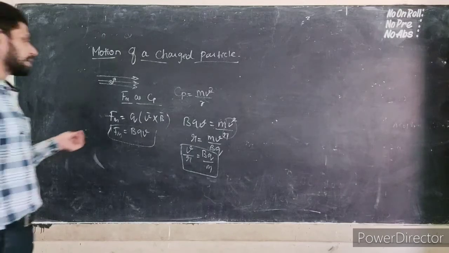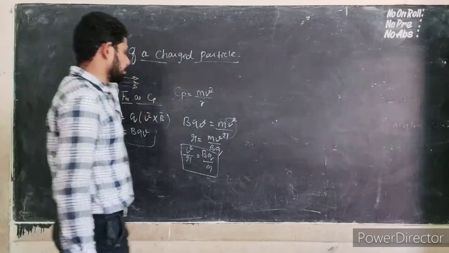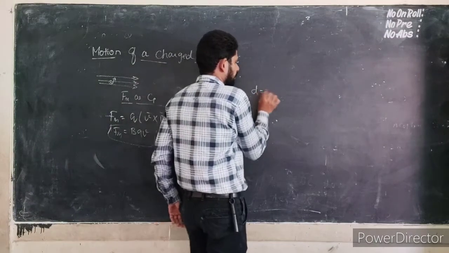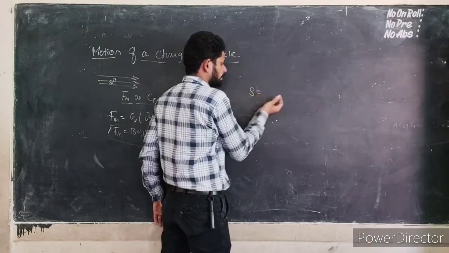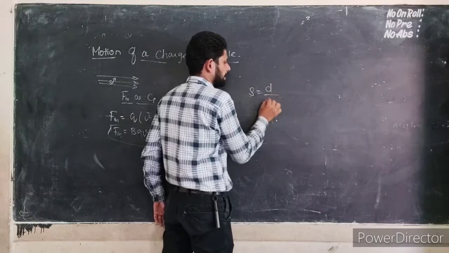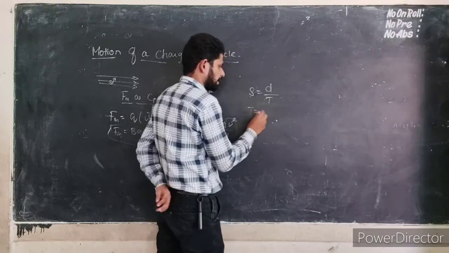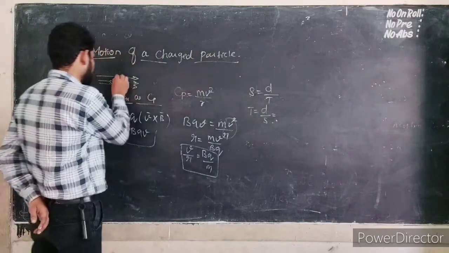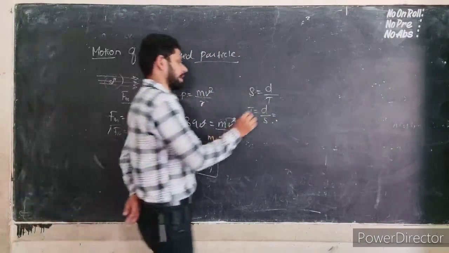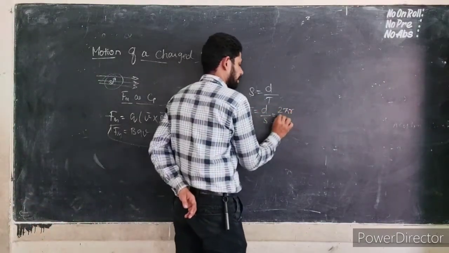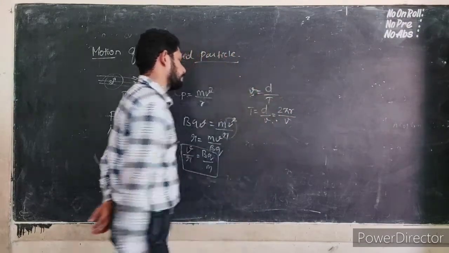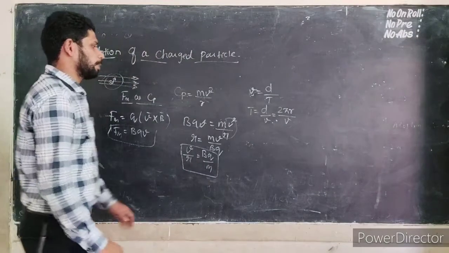Distance covered by the particle when it moves in circular motion. Speed or velocity is equal to displacement by time, so the time taken by the particle is t equals distance by speed. How much distance is covered in circular motion? 2 pi r. So t equals 2 pi r by v. Speed is nothing but velocity, v.